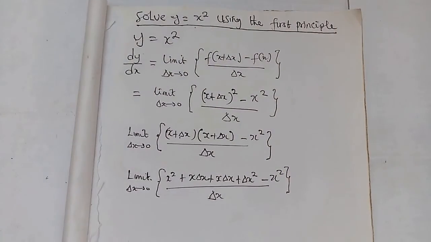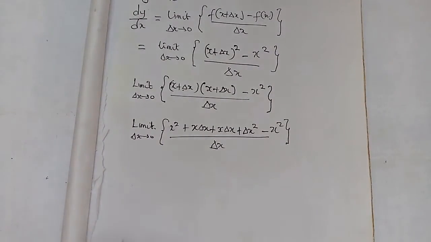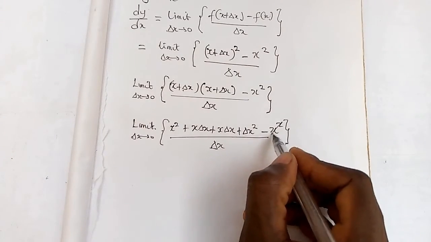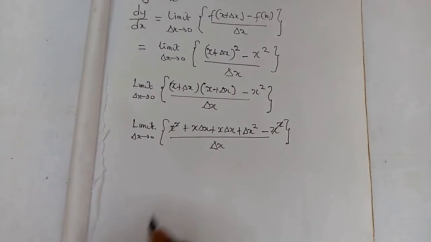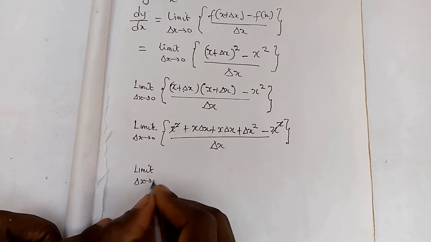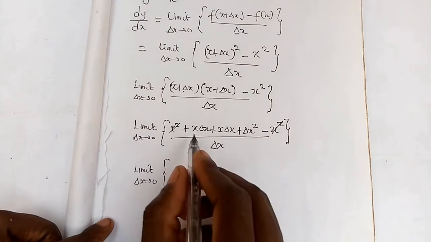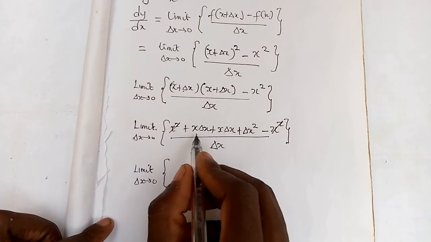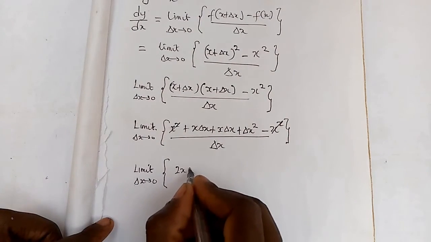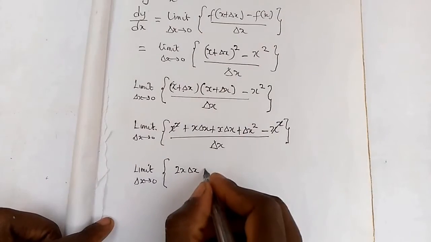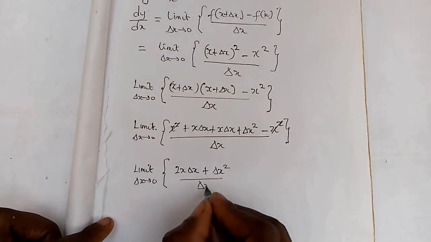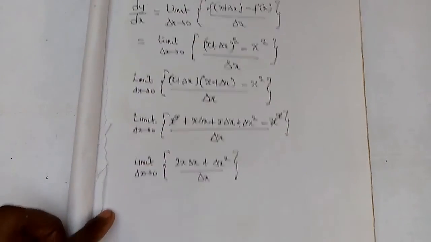Simple like this. So now we can see that there is x squared here, plus x squared here, and minus x squared here. So definitely this minus x squared will cancel this positive x squared, and now we are left with your limit as change of x approaches 0, and then you have x multiplying change of x, another x multiplying change of x, so you get 2x change of x plus change of x squared all over change of x here, like this.